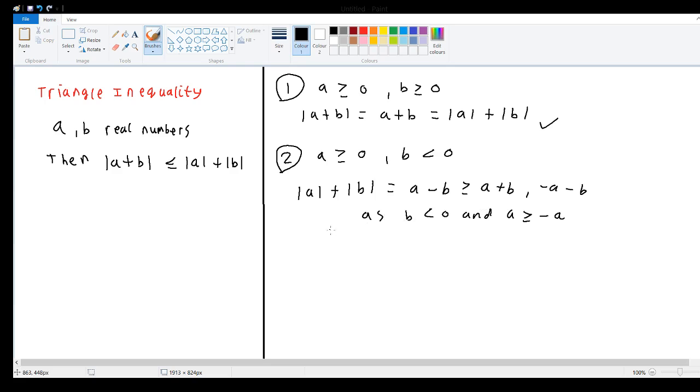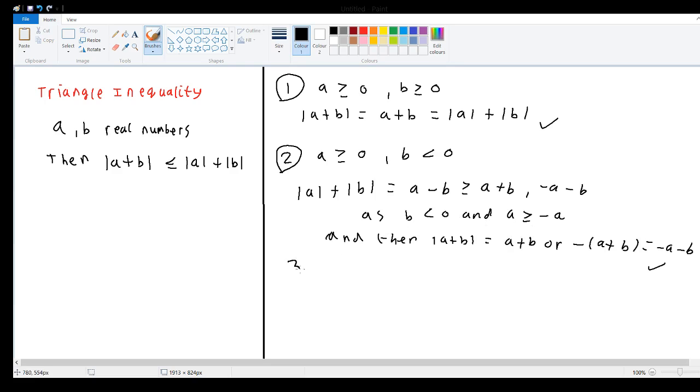And then the modulus of a plus b is either a plus b or minus a plus b. And don't forget that minus a plus b is just minus a minus b. So we're done here again, because we've shown that the modulus of a plus the modulus of b is greater than or equal to the modulus of a plus b in any case. So we're done. Case number 2 is finished.